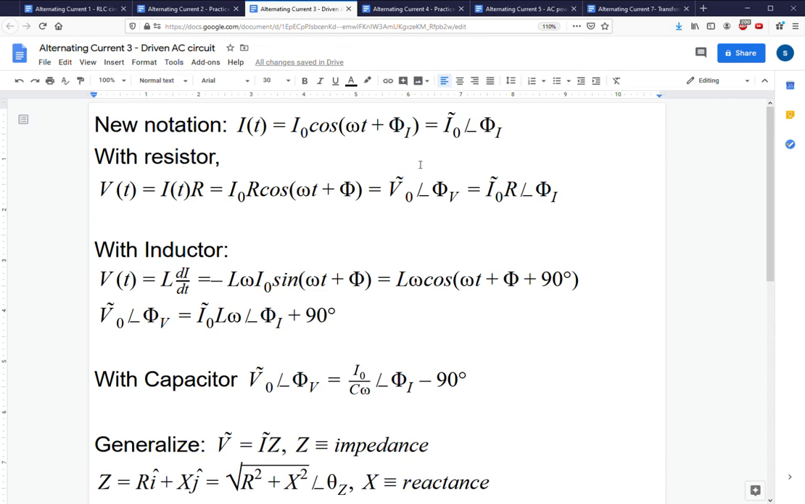Now with inductors or capacitors, this gets interesting. So the voltage across an inductor is given by L di dt. Well, we can take the derivative of this. So to take the derivative of cosine, you pull the omega out and change it to negative sine. So L times di dt is negative omega times I naught times sine of omega t plus phi.